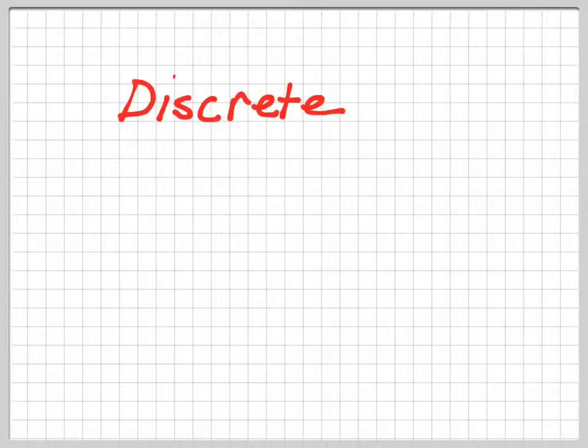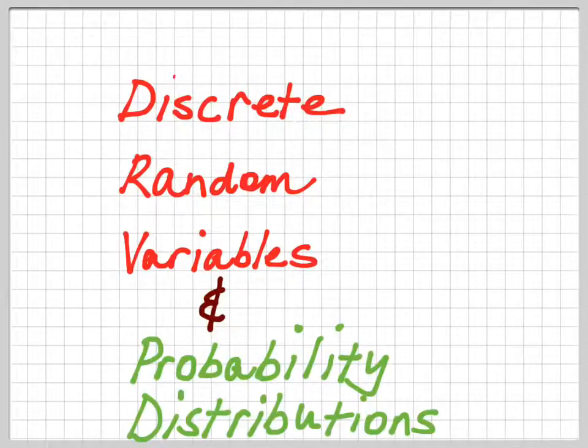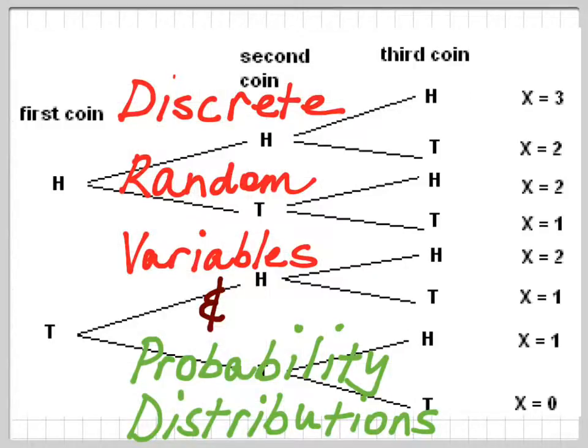Okay? Discrete random variables and probability distributions. Here it comes, okay? So, that is a tree diagram with some discrete random variables annotated on the right-hand side, as you'll see how to do very shortly, okay? And you're a star. Of course you are. And you'll go far. So let's keep going.